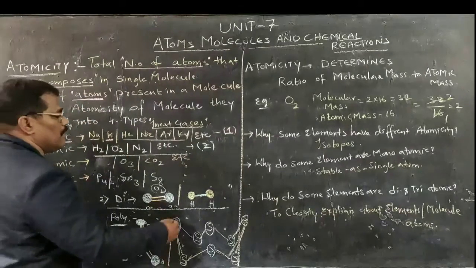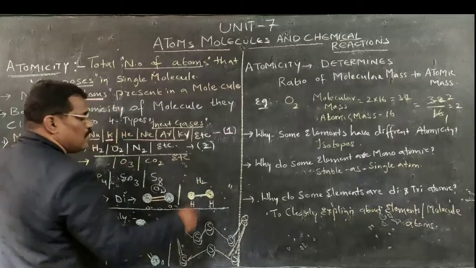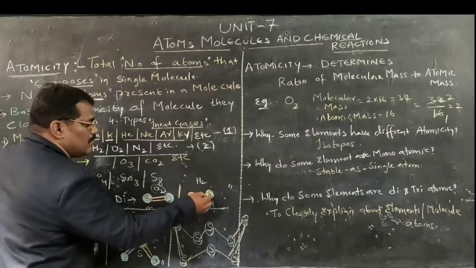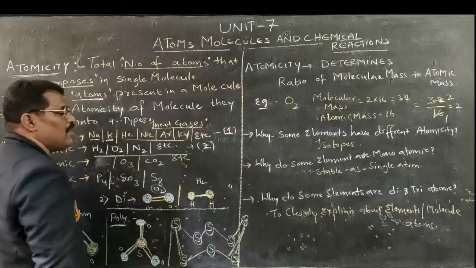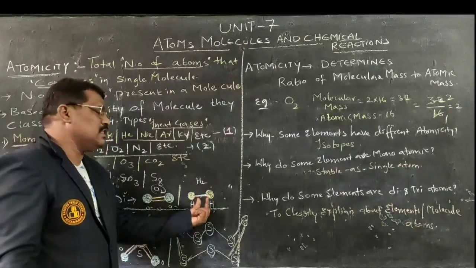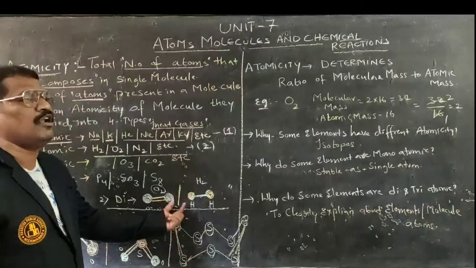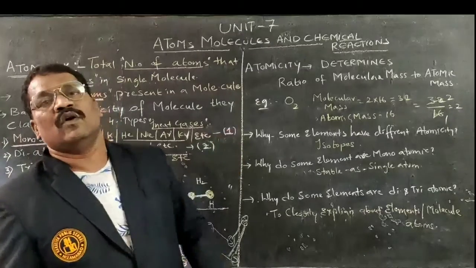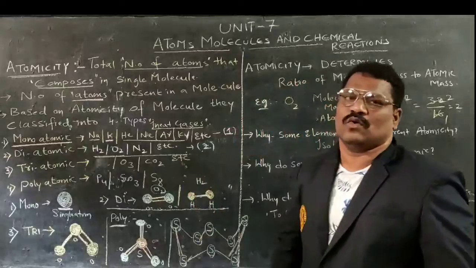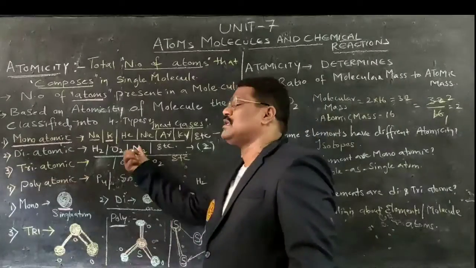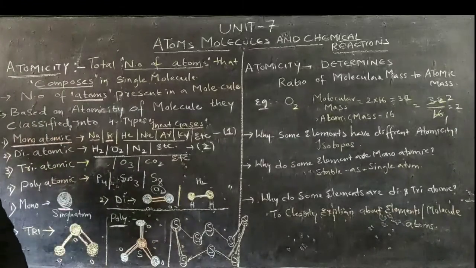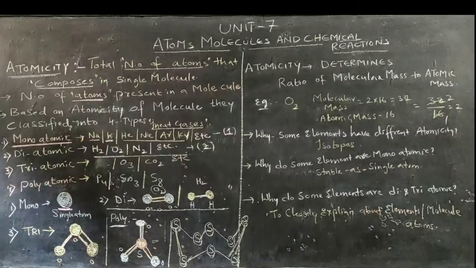Similarly, coming to the hydrogen molecule, one hydrogen atom is bonded to another hydrogen atom by means of a single covalent bond. The bond exists between these two atoms. Therefore this molecule has two atoms combined together, and the atomicity is equal to 2. Some more examples are nitrogen and so on.